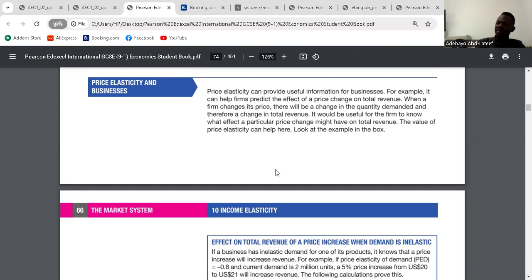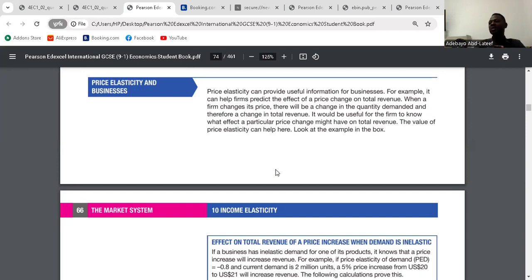So if the income level is increasing in the economy and the demand for their products is income elastic, it means they will sell more. Revenue will increase. Please get the point here. If the income level is increasing in the economy and the demand for their product is income elastic, it means they should be expecting high revenue. You don't get it? I'll explain again.